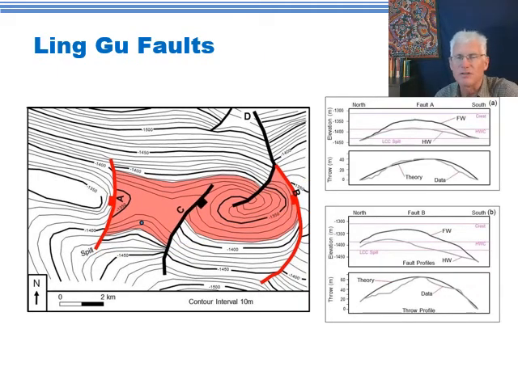If we digitize the fault data, we come up with these fault profiles and the slip distributions for two faults. That's fault A and fault B on the east side and the west side. The other ones are minor faults, and if you do a lot of analyses, eventually you convince yourself that these ones are not anywhere near as important as the two on the end.